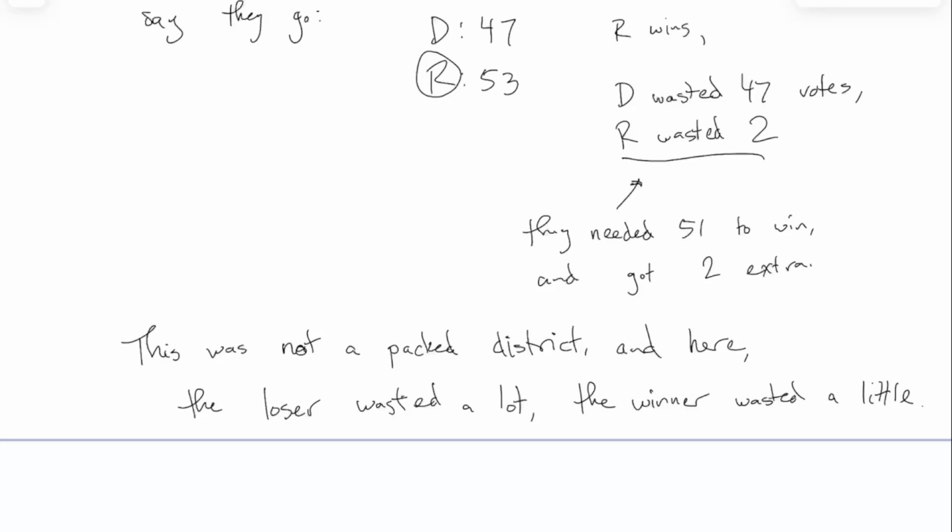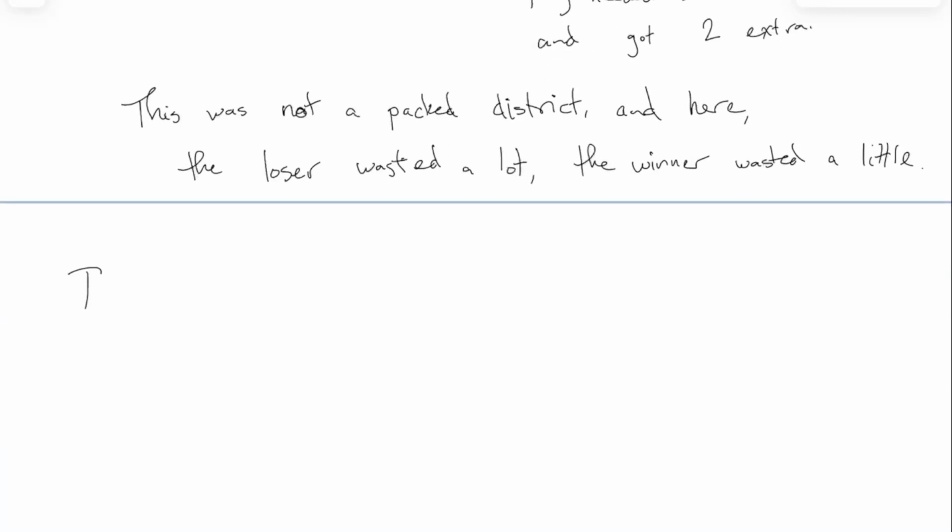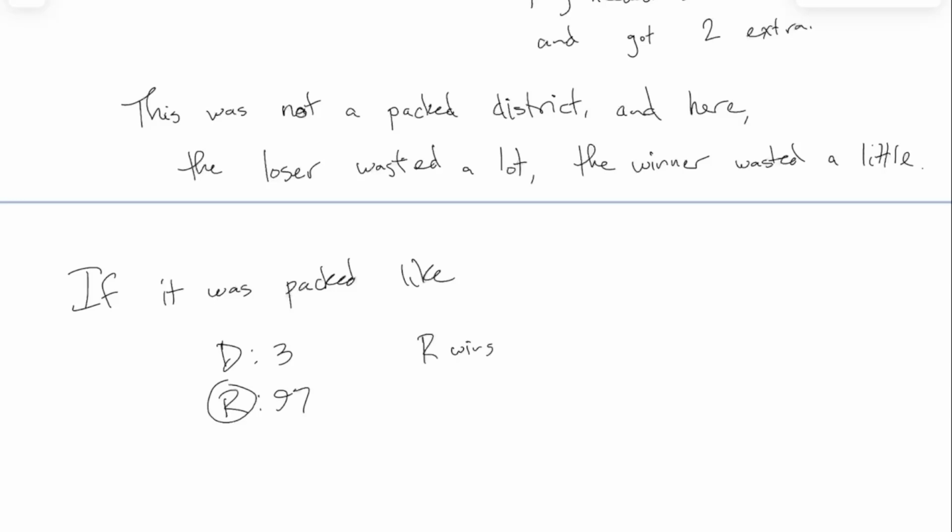All right, but what if the district is packed? So if it was packed, something like D gets 3 and R gets 97. Now who's wasting what in this case? Well, again, R is the winner, right? So R wins. And all votes for the loser count as wasted. So here D wasted 3 votes because all of the votes for the loser count as wasted.